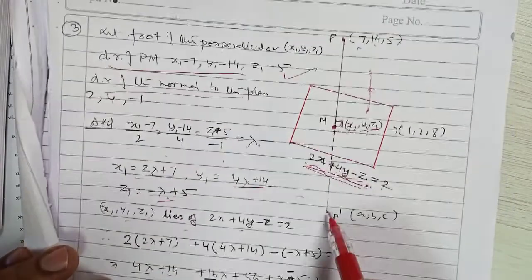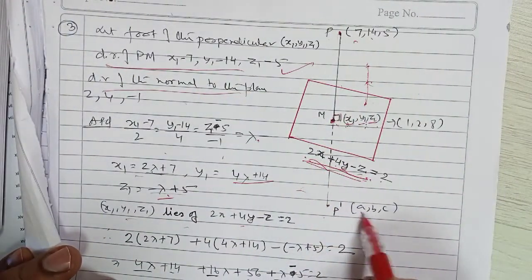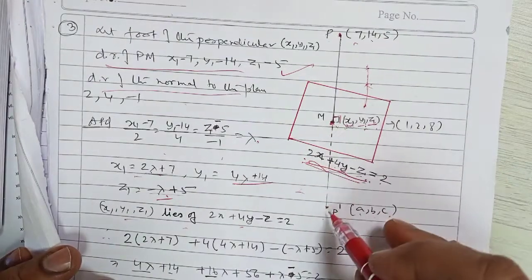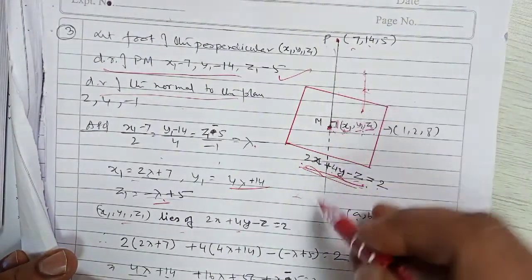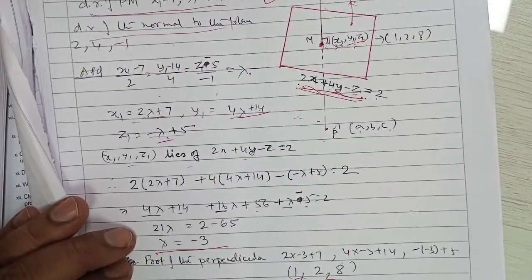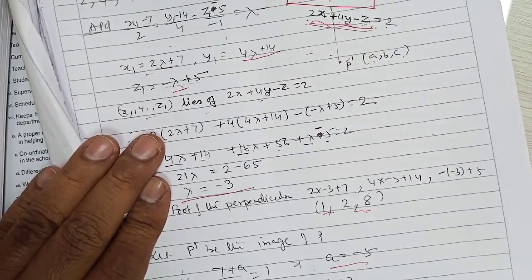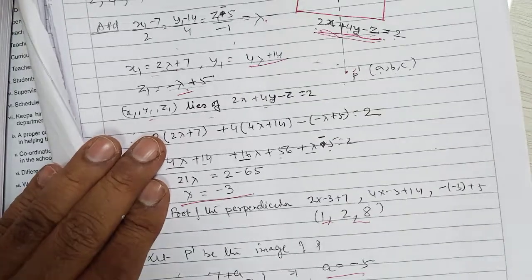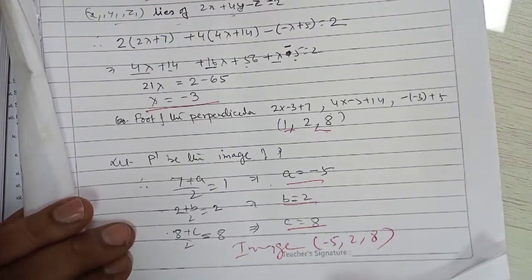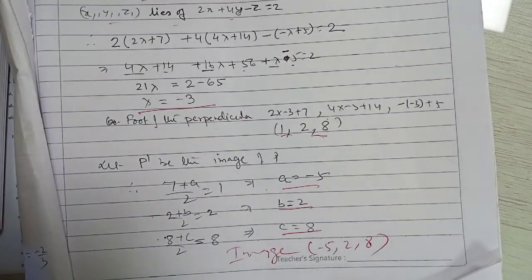Now the image: let the image be P dash, with coordinates a, b, c. Then this point will be the midpoint of P and P dash. By using the midpoint we get the image. So the image is coming -5, 2 and 8. I hope you will understand this.